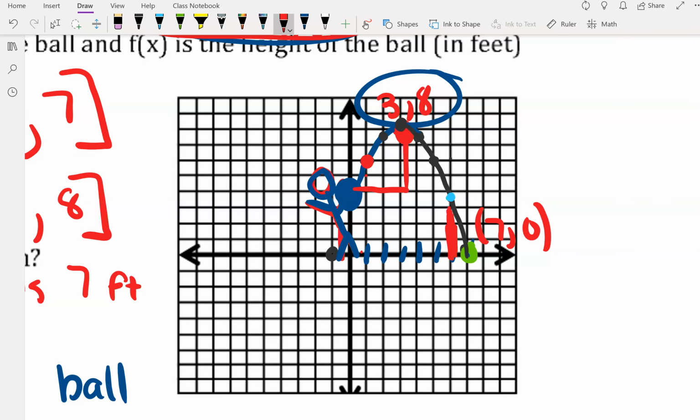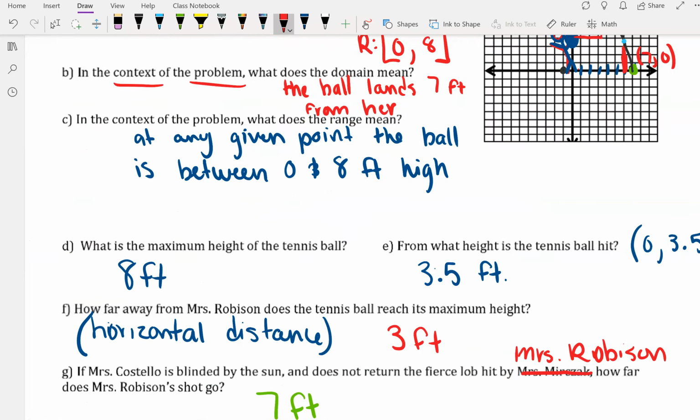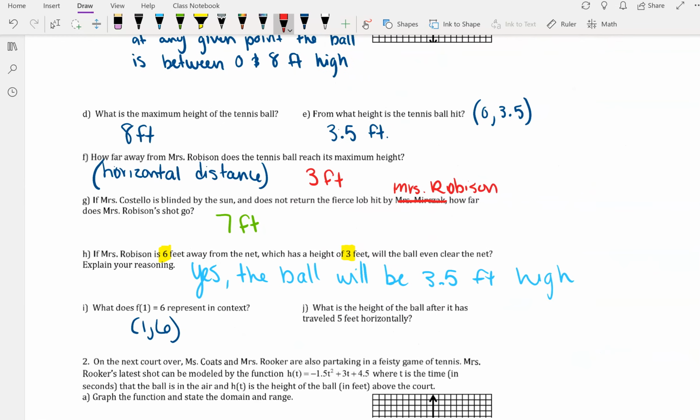So that means at 1 foot away from Mrs. Robison, the ball is 6 feet high. So at 1 foot away, the ball is 6 feet high.